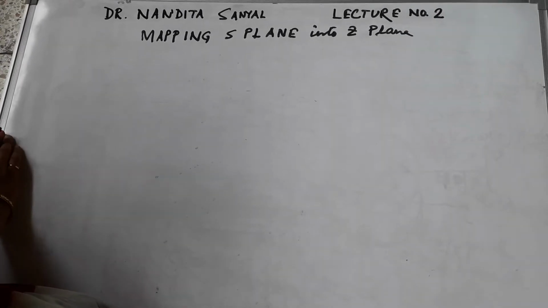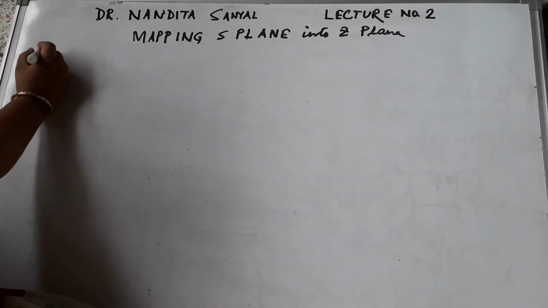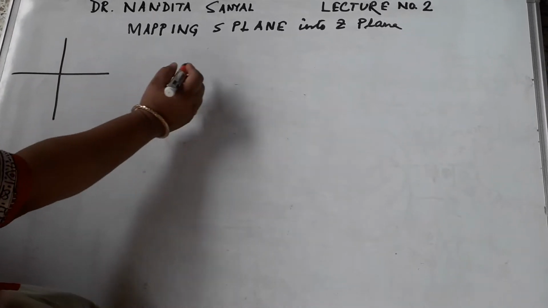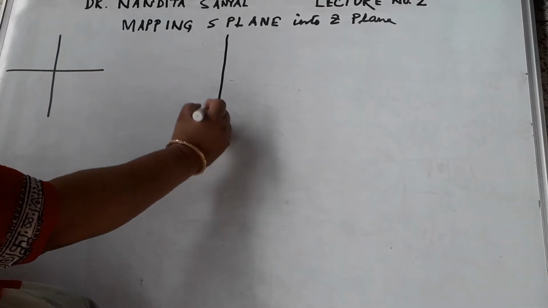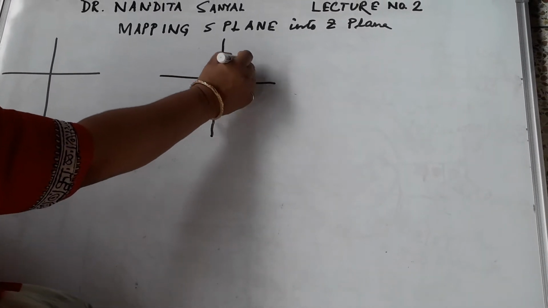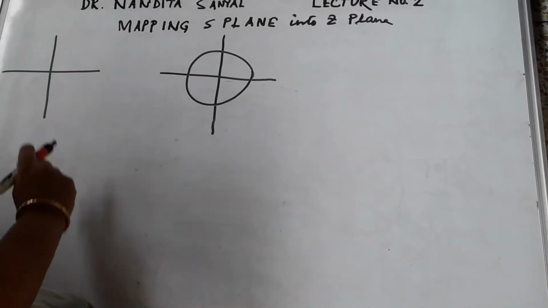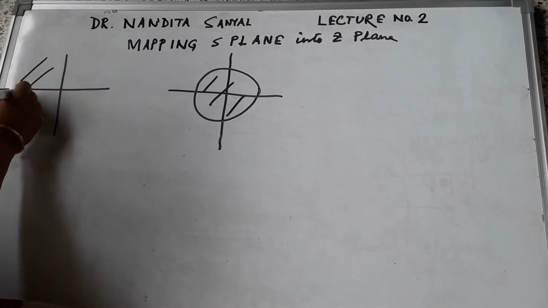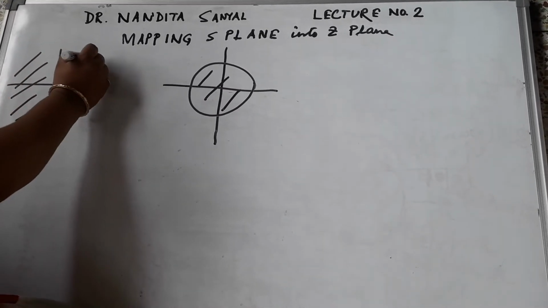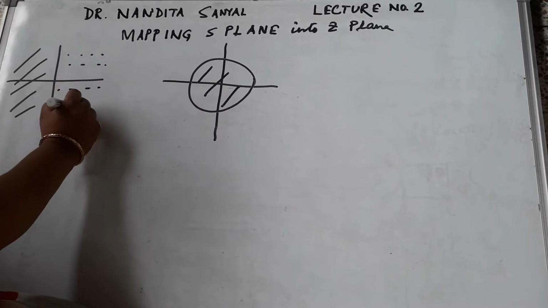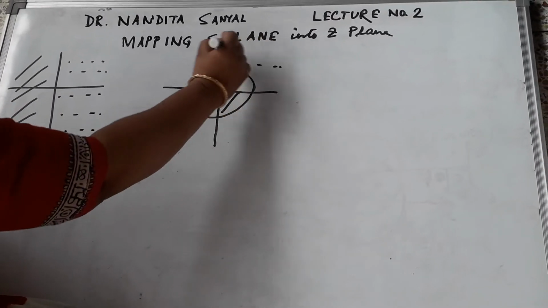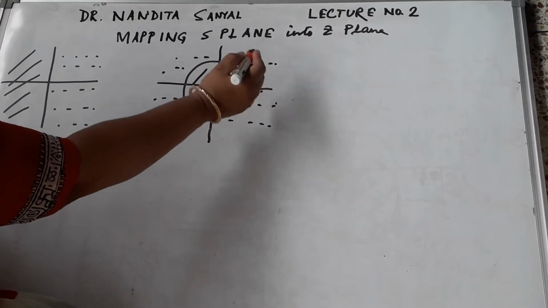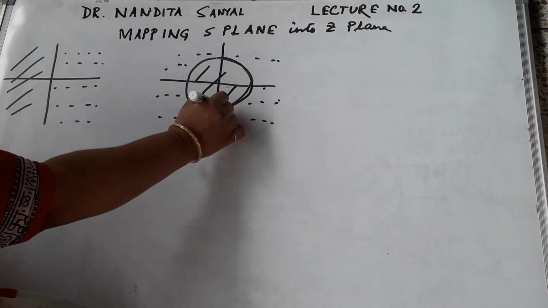In lecture number 1, we have seen that the left half of the S-plane has been mapped with the interior of the unit circle. Right half of the S-plane is mapped with the exterior of the unit circle, and the imaginary axis is mapped with the periphery of the unit circle.